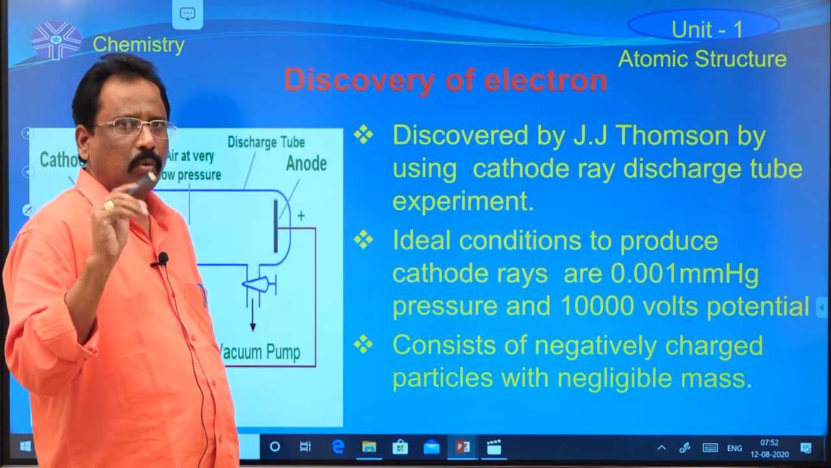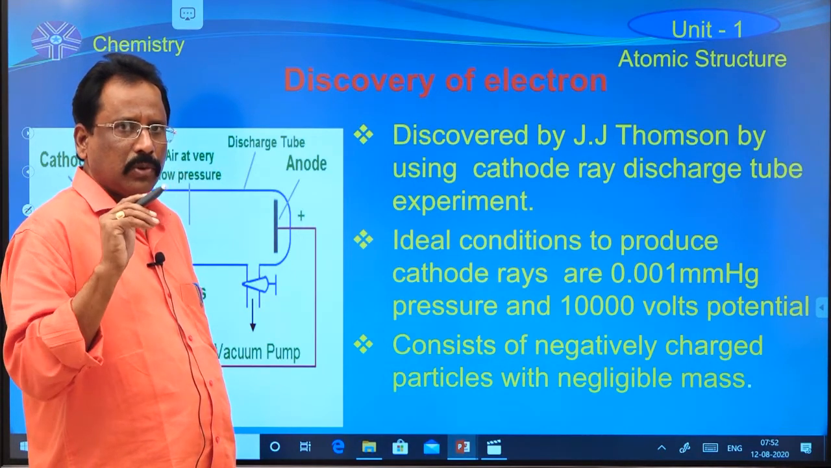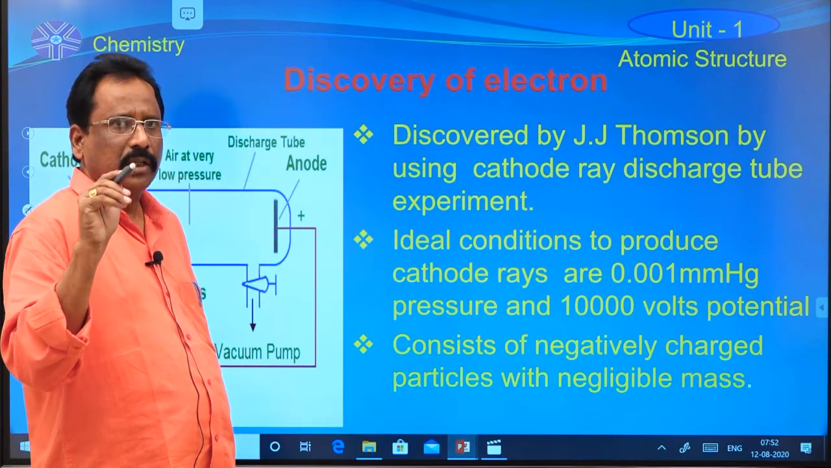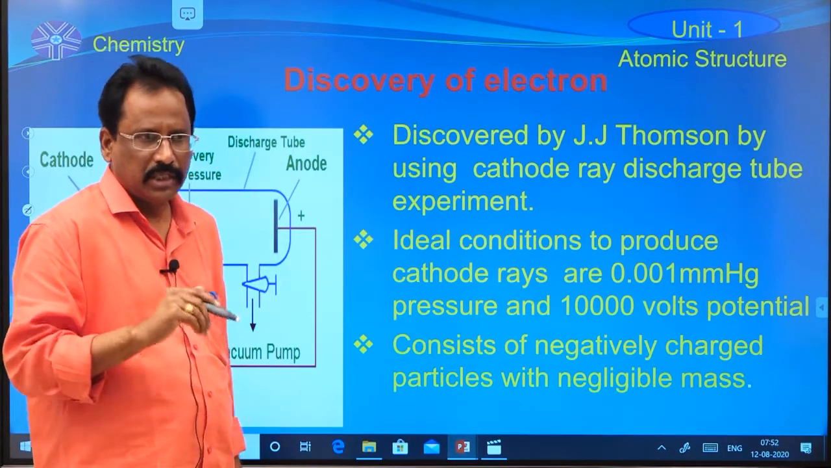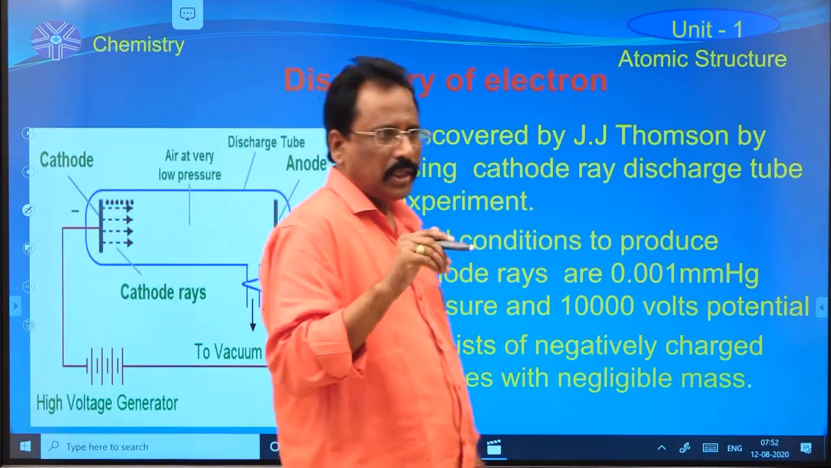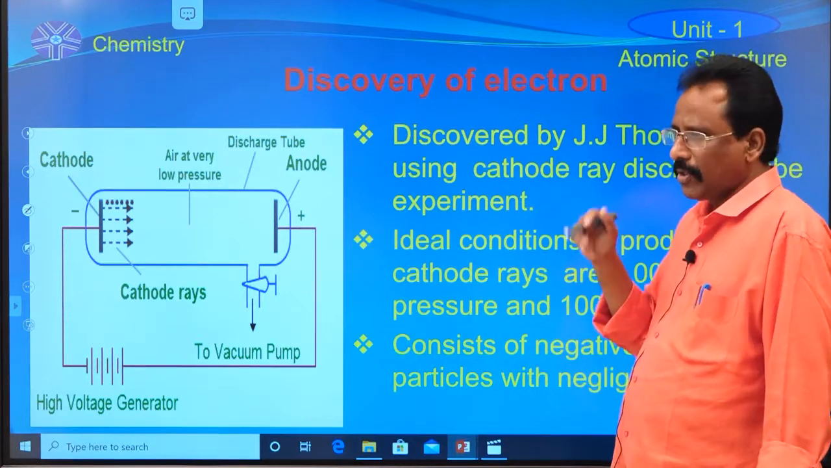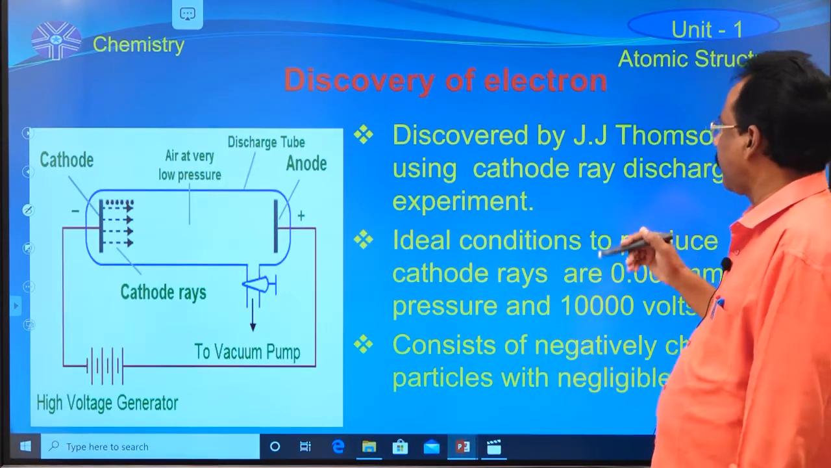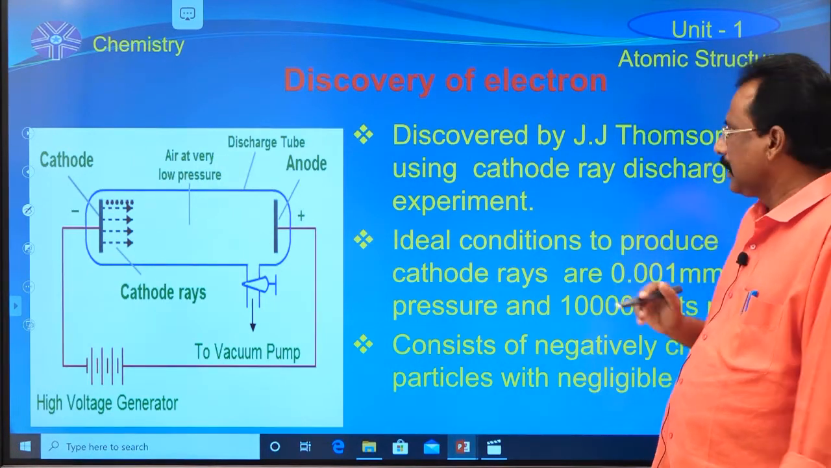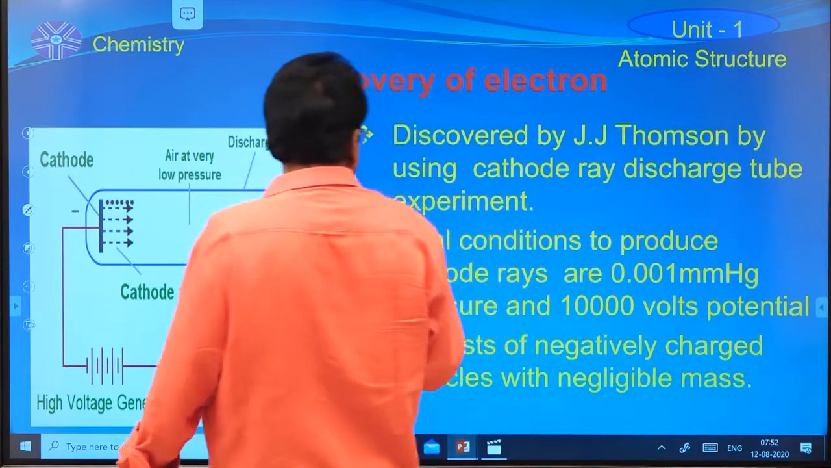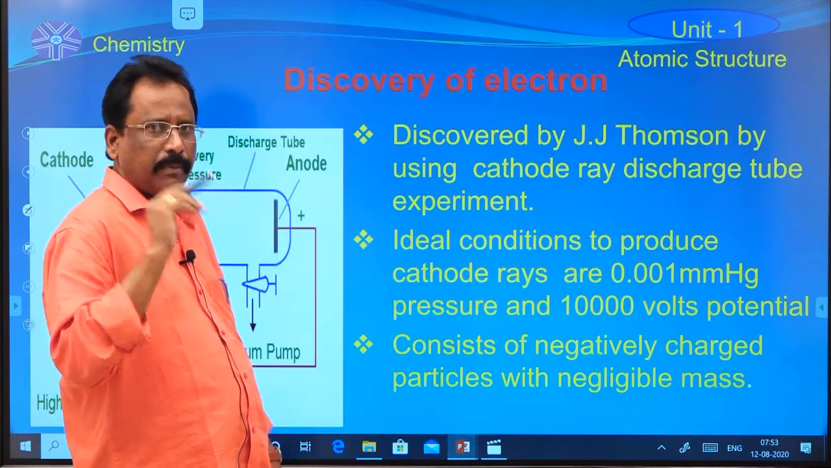Protium is nothing but 1H1. Protium contains only one electron and one proton, but the number of neutrons present in protium is equal to 1 minus 1, that is equal to 0. That means protium contains only one proton and one electron only. Among the three fundamental particles of an atom, the first fundamental particle is the electron. This electron was discovered by J.J. Thomson by using the cathode ray discharge tube experiment.